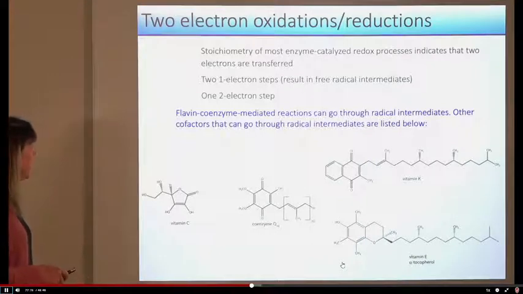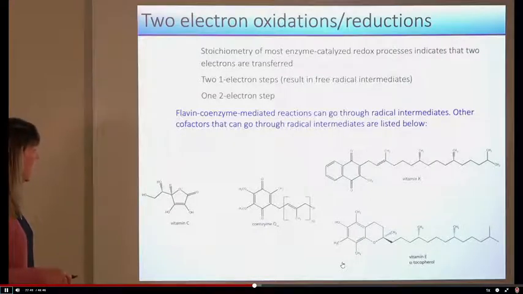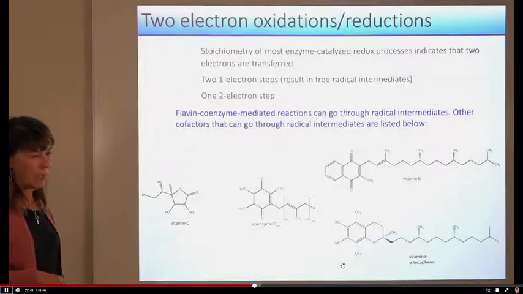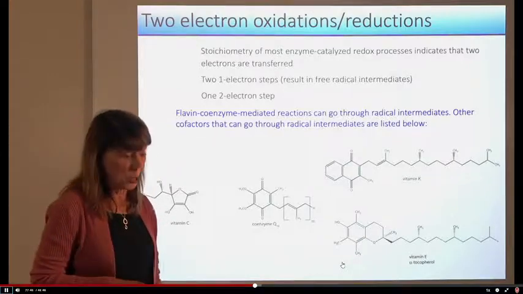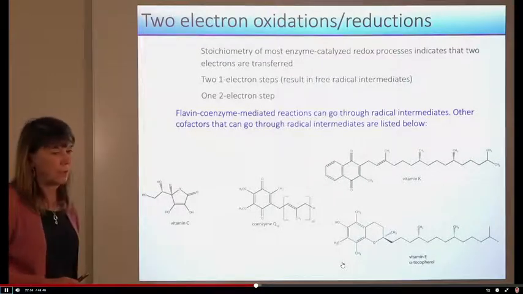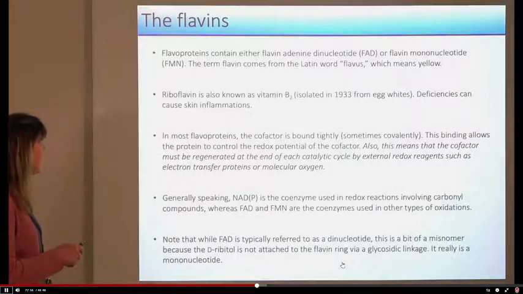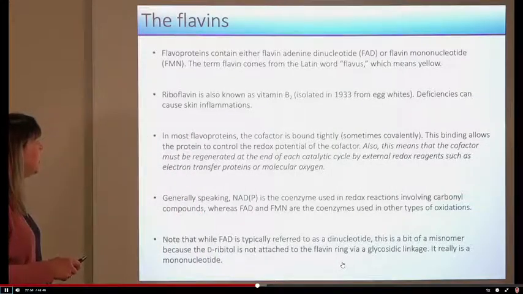Now, these are some of the other ones that you see that can also transfer 1 electron at a time. Vitamin C, the thing that Linus Pauling pushed so much, which does not treat colds. Coenzyme Q, you actually should know about that one. It's a component of the electron transport chain. Then there's vitamin K and vitamin E. But we're going to talk about the flavins. They're interesting and they're more common. So the flavin proteins contain either flavin adenine dinucleotide, FAD, or flavin mononucleotide, FMN.